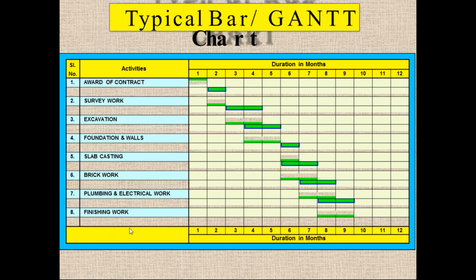From this we can also make a note of the total duration of the work and their interrelationship. Here we can see that only after the award of contract is finished can we start the survey work. After the survey work, only then can we start the excavation work. After the excavation work, or during the excavation, we can also do the foundation and walls. Like this we can determine the interdependencies also. We can put the activities on the y-axis, and we can also find out the total duration of the project. In this case, it can be considered as 9 months to construct the project.